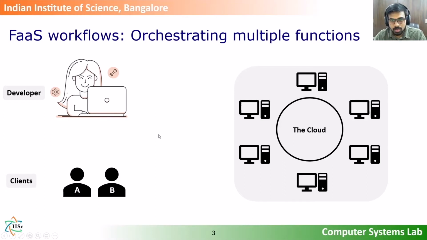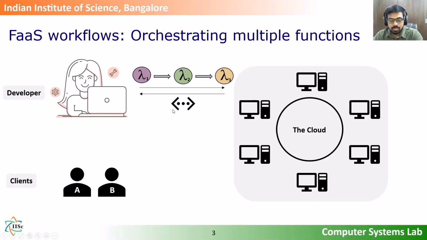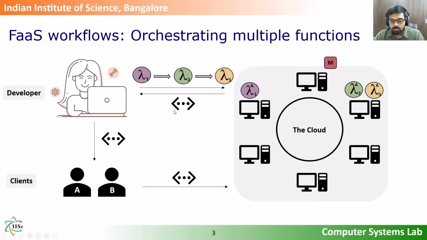For example, one can use FaaS workflows in inference pipelines. In the example that we show here on the slide, the developer can create an application that consists of three functions that are to be invoked in sequence. Like before, the developer provides these functions to the cloud provider, and the endpoint is informed to the clients. A client request triggers Lambda 1, and the output of Lambda 1 is sent as input to Lambda 2. Finally, the output of Lambda 3 is returned to the client.